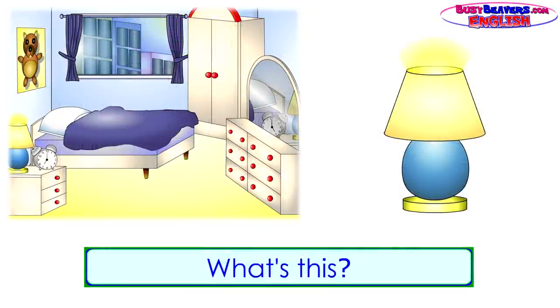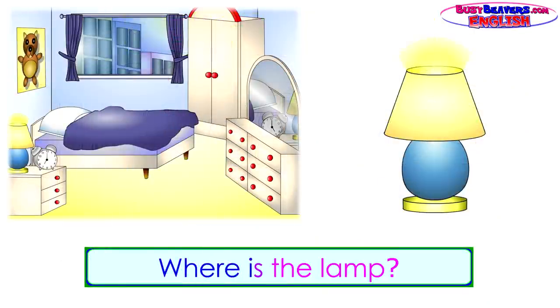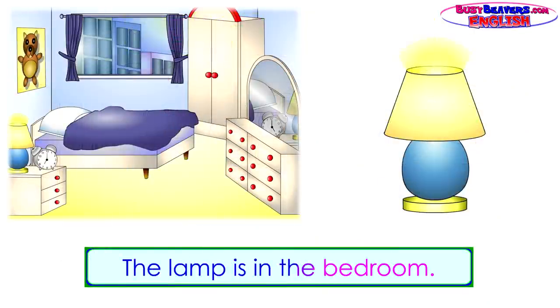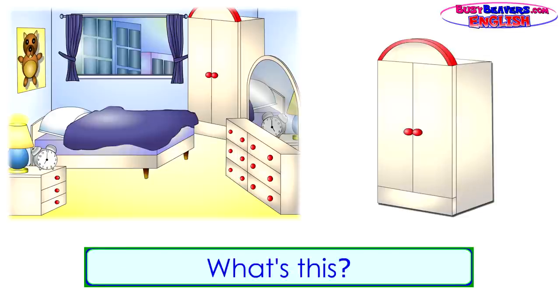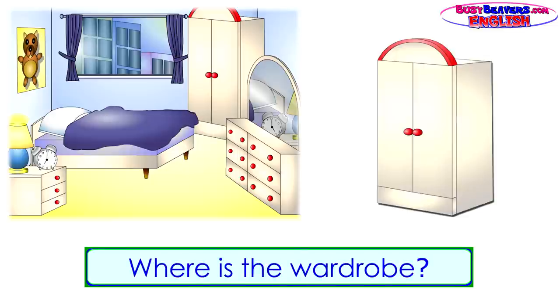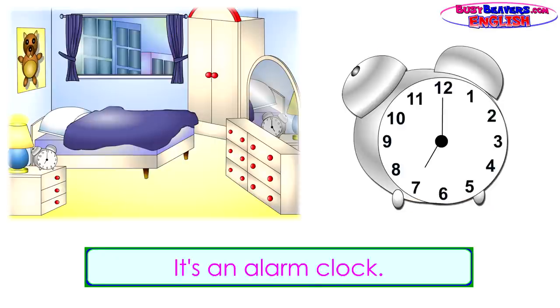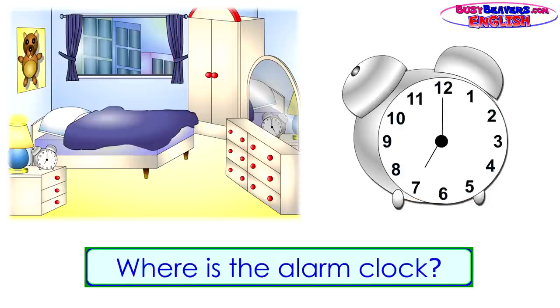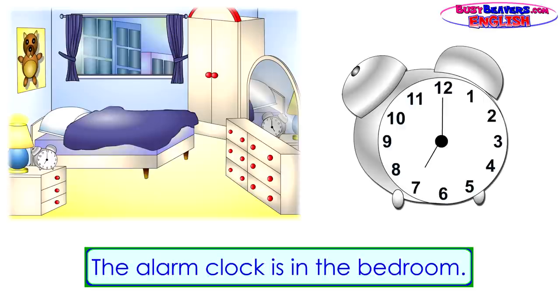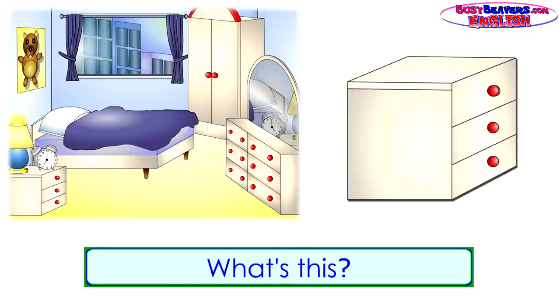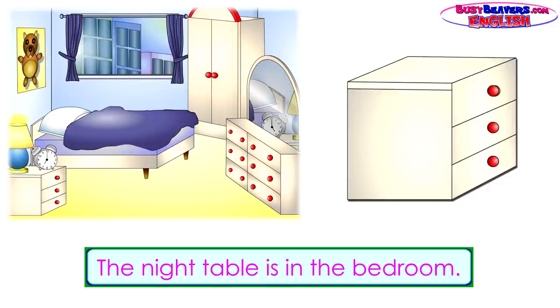What's this? It's a lamp. Where is the lamp? The lamp is in the bedroom. What's this? It's a wardrobe. Where is the wardrobe? The wardrobe is in the bedroom. What's this? It's an alarm clock. Where is the alarm clock? The alarm clock is in the bedroom. What's this? It's a night table. Where is the night table? The night table is in the bedroom.